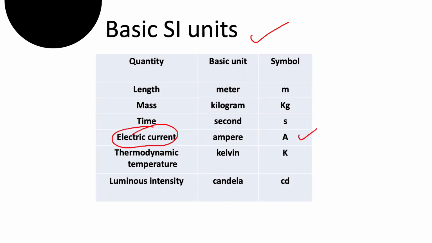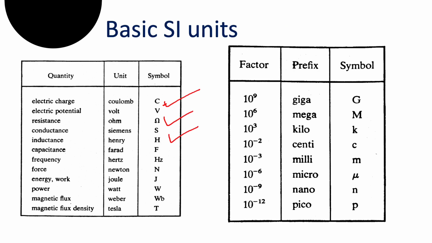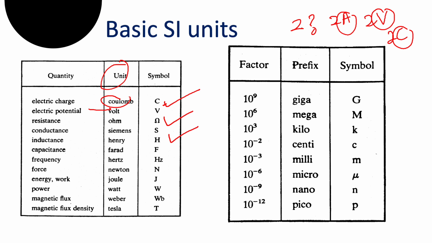So let's move on to the basic SI units. I believe you have learned this before. Units are very important. You can just write 2, but what does this 2 mean? Is it 2 ampere or 2 volt or 2 coulomb? So the unit is the most important thing inside electric circuits to determine whether this is charge, voltage or current. When talking about charge, the unit is coulomb. For voltage, the potential, it is volt, resistance is ohms, and you will also learn about inductor and capacitor, where the unit is Henry and Farad.